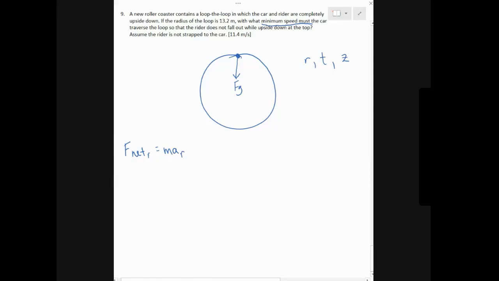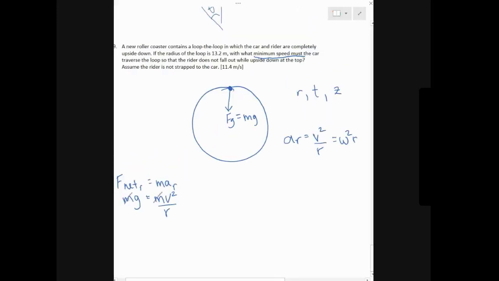So what is F net R then? What's my only force pointing in the radial direction? Force of gravity, mg. Yeah, good. So I'll write mg here. Mg equals m times, and now what are we going to write in place of radial acceleration? We're looking for speed. Remember, we have two options for radial acceleration, v squared over r or omega squared r. V squared over r. Yeah, good. And now we're just solving for that v. So we can cancel out our masses, and we have v is equal to the square root of g r.